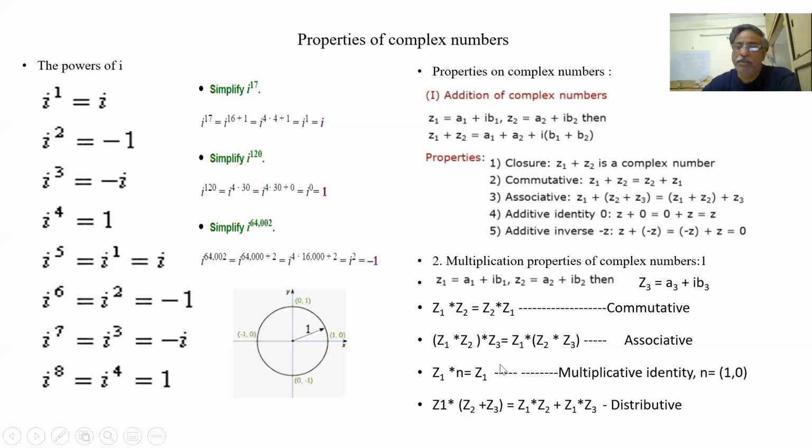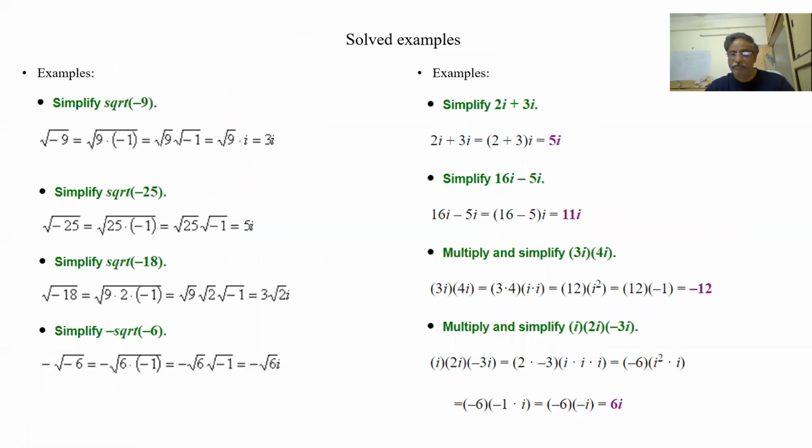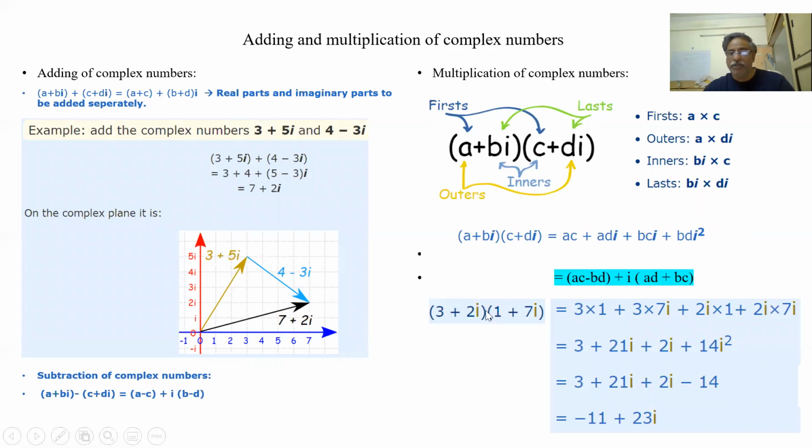Now let us see the multiplication properties of complex numbers. This is Z1, this is Z2, this is Z3. Again they are commutative: Z1 Z2 is equal to Z2 Z1. This is multiplication, whatever, it is like an x. 3 plus 2x, 1 plus 7x. I can multiply 1 plus 7x into 3 plus 2x. It is all the same. So simply assume this as x. That means all properties of our quadratic equations do apply here.